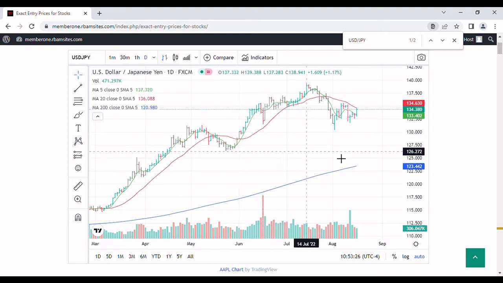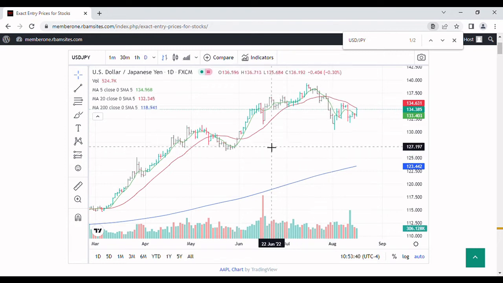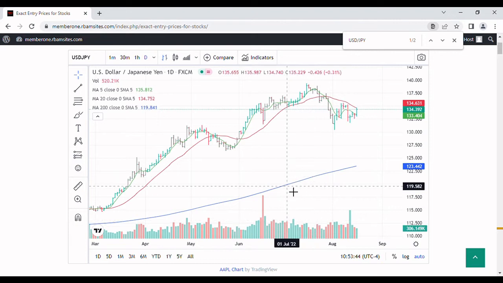We're going to do a brief video here today of a currency, the USDJPY, the US dollar versus Japanese yen. And what we've got in front of us here is a daily chart with three moving averages on them. You can see them clearly. The green is a 5-day, the red is a 20-day, and the blue is a 200-day moving average.